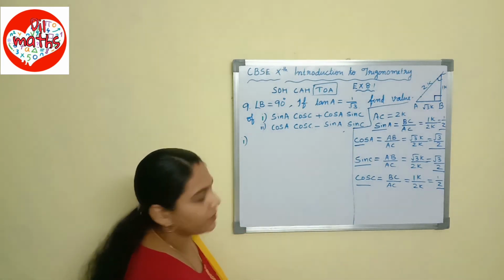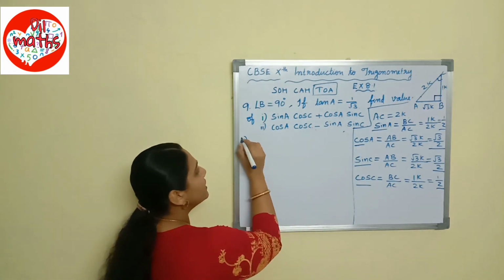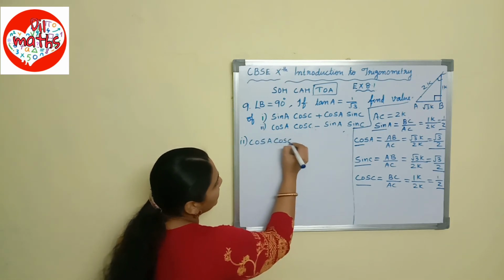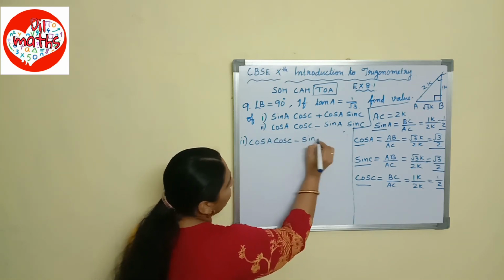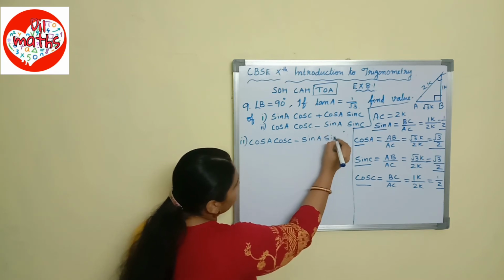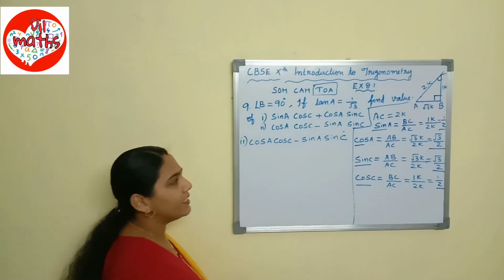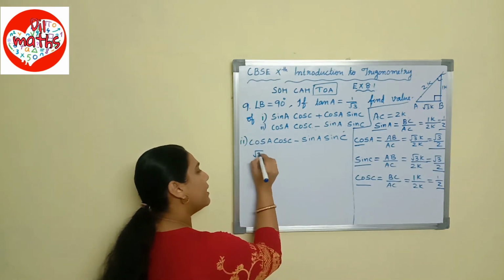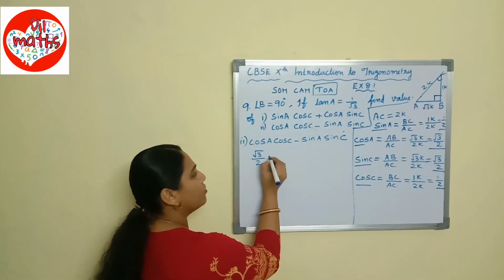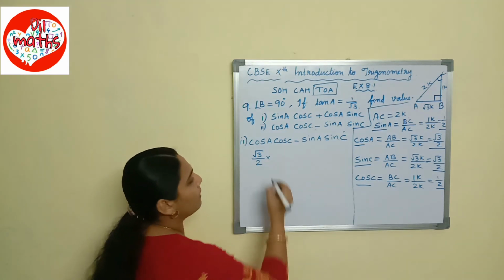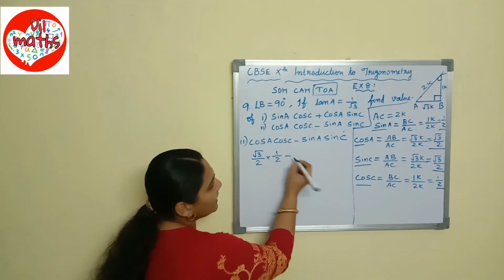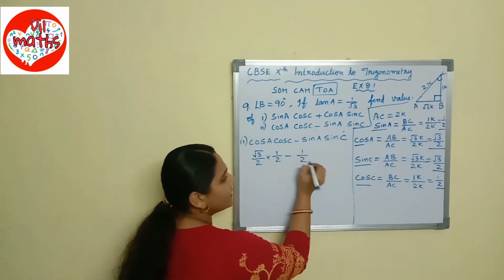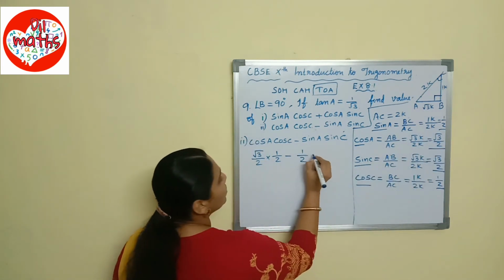So what is that? Second subdivision is cos A cos C minus sin A sin C. So what is cos A? We found cos A is equal to root 3 by 2. So we can substitute instead of cos A root 3 by 2, into what is cos C, the 1 by 2. Minus what is sin A? Sin A is equal to 1 by 2. And what is sin C? Sin C is equal to root 3 by 2.